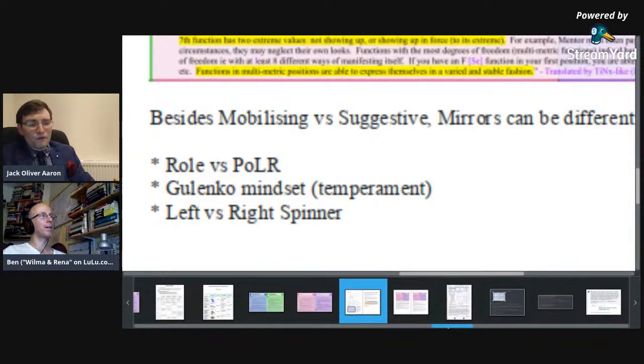Neither of them are, well, I'm not going to criticize them yet because I don't quite understand what they are. So what is one? Okay, as temperament, I get that's temperament, fair enough. And then left versus right spinner. What is left versus right spinner? What's process and result? So you're suggesting that it is easier to see process, result, and temperament and role versus vulnerable, rather than just looking at the mobilizing and the suggestive.